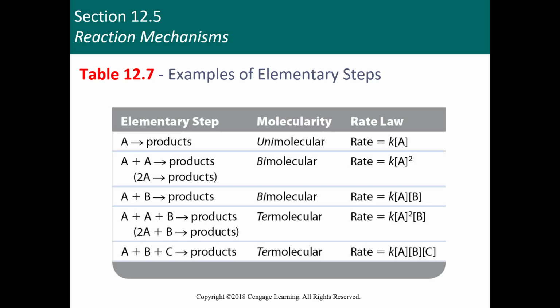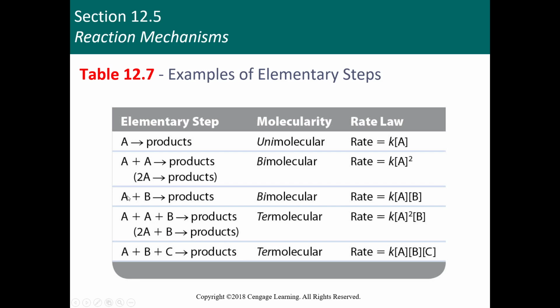So here we see the various different elementary steps, their molecularity, and what a rate law for them would be. And so here we see a unimolecular. This is, of course, first order in this case, because you have A, that's all you need, you don't need anything else. Here we see an example of a bimolecular reaction, or elementary step. In this case, A has to run into A, they collide, they react. This gives us a second order reaction.